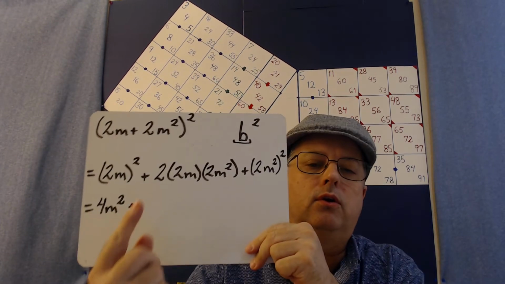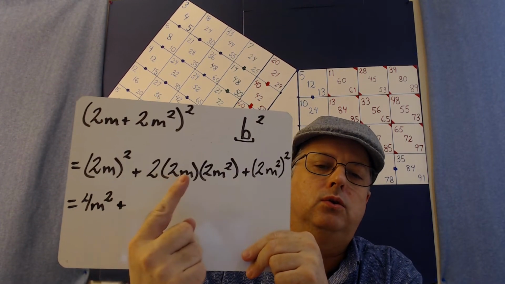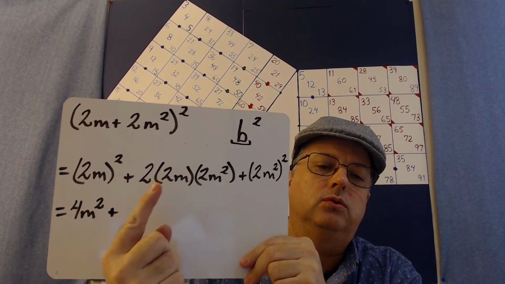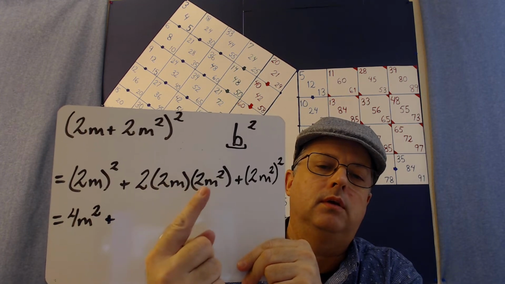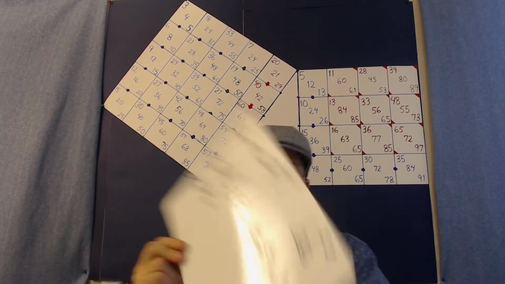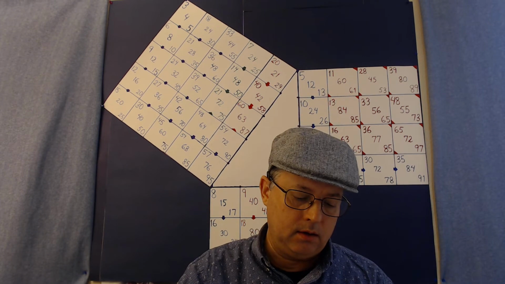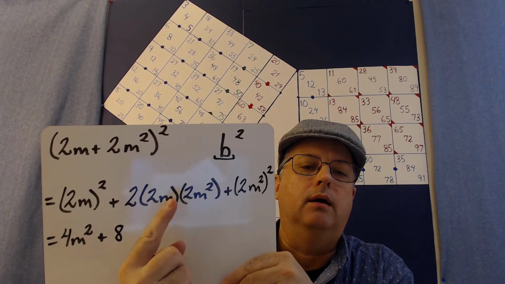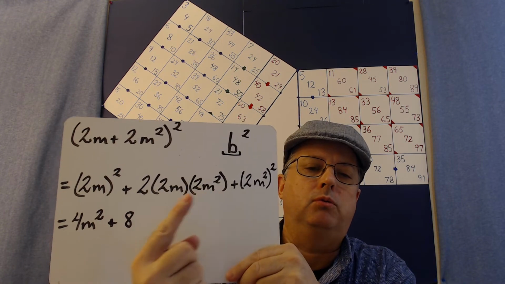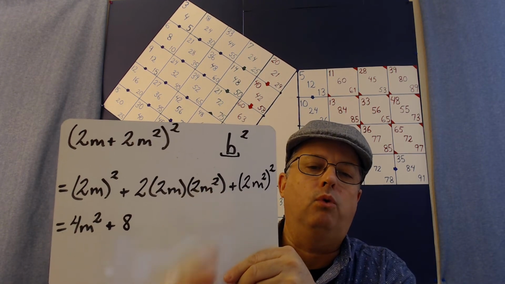And then let's look at this here. We have 2 times 2 times 2, so 2 times 2 is 4, times 2 is 8, and so we'll have 8 there. And then m times m squared, well that's an m and 2 more m's, so that's m to the third.